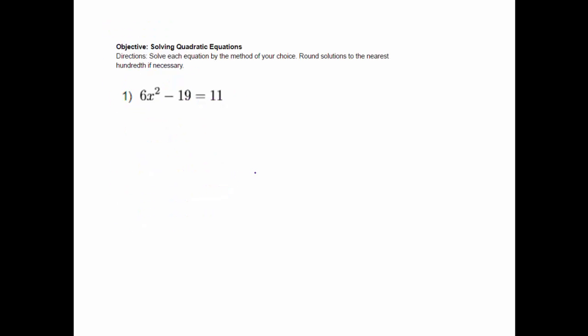Okay, the objective says to solve quadratic equations. The directions are solve each equation by the method of your choice. Round solutions to the nearest hundredth if necessary. So we get to use our method that we prefer, and we're going to round to the hundredths place, which is 2 places after the decimal.